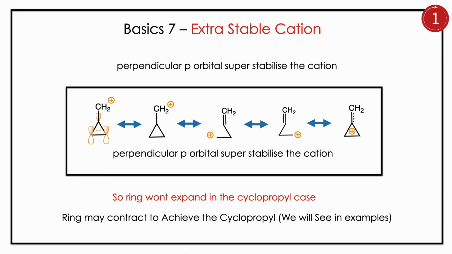Then the extra stable cation, which is very important here because it decides the direction of the Wagner-Meerwein rearrangement. In any case, you have a cyclopropyl with a methyl attachment. The cation stability is much stronger because the cation can be stabilized by the perpendicular p orbital. Since the ring is rigid, the p orbitals are perpendicular, creating extraordinary resonance, so the system is very stable. So in the cyclopropyl case, the ring may expand or contract to create this cation.